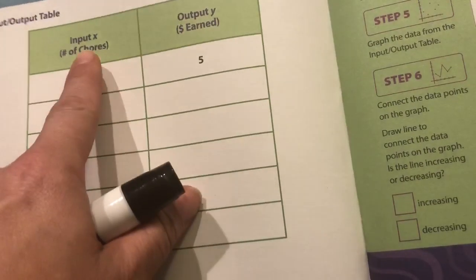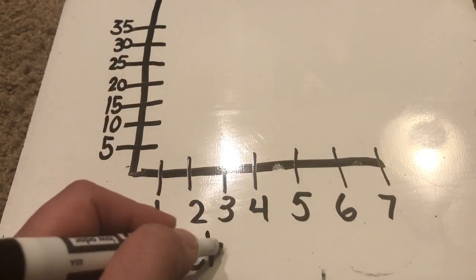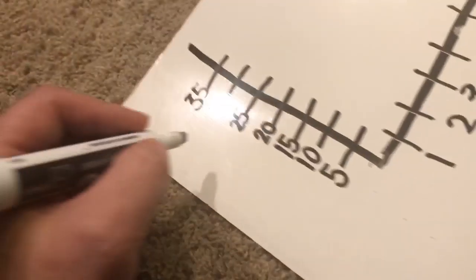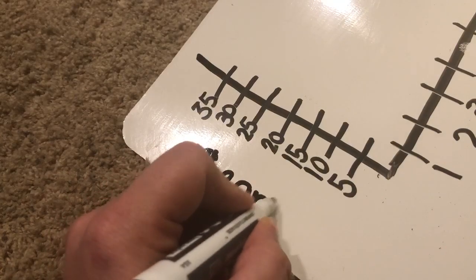Now remember, across the bottom we have the x-axis. If we go back to the input-output, the x-axis is the number of chores. So if you're writing this on paper, you can label it chores. And then on this side, it's going to be the money earned.